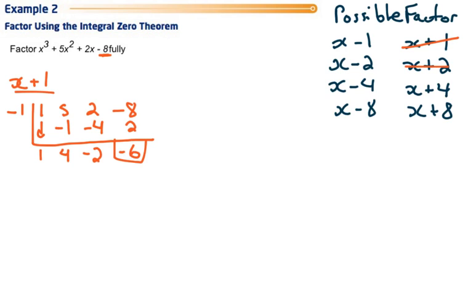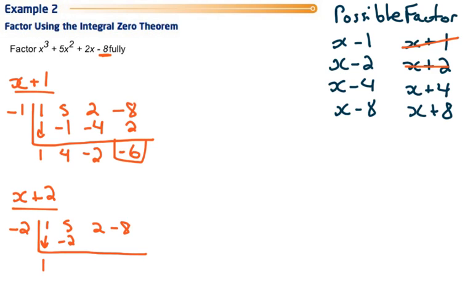I'm going to go to x plus 2, meaning we need a minus 2 outside the L. Same numbers inside. And do the synthetic division. So 1, minus 2, add to get 3, multiply to get negative 6, add to get negative 4, multiply to get 8, and add to get 0. So we got lucky here that we found a factor on the second go-round. Since 5 of these don't work, we may have had to wait until the 6th synthetic division if you're extremely unlucky.